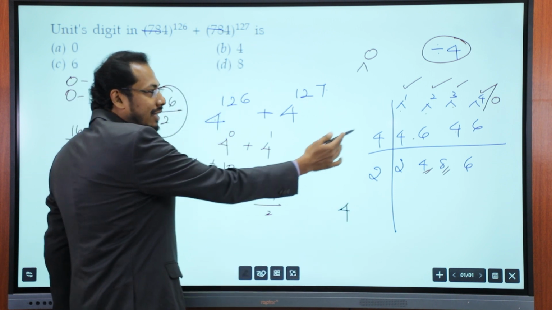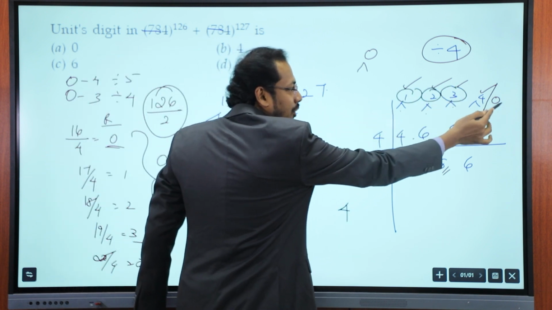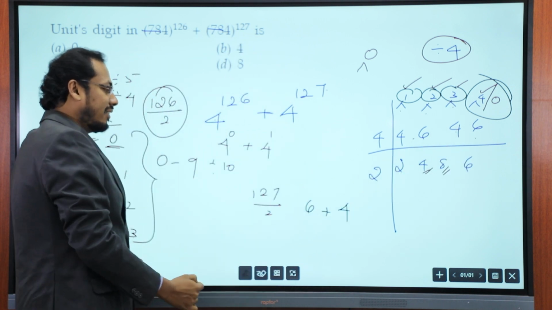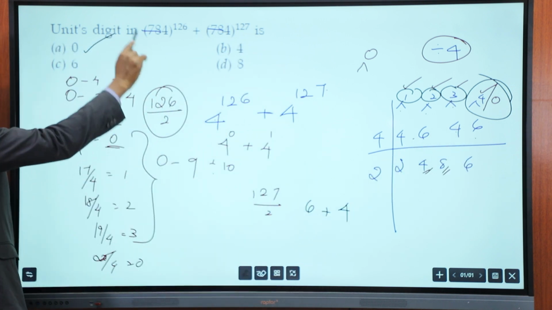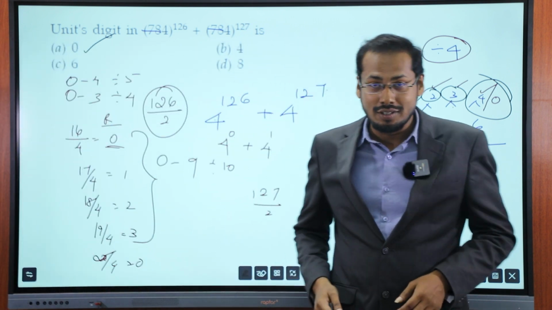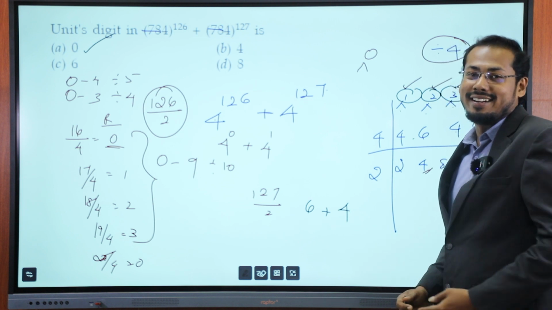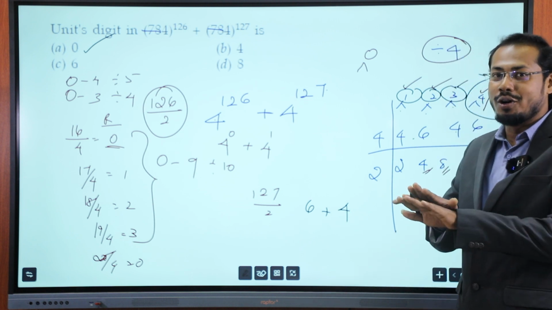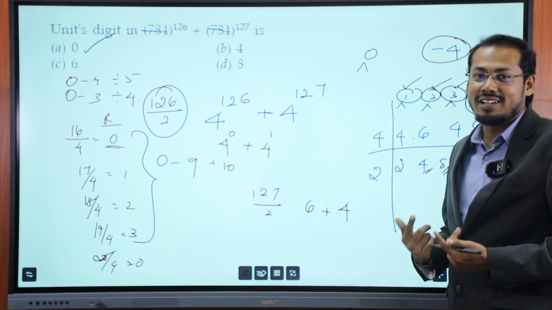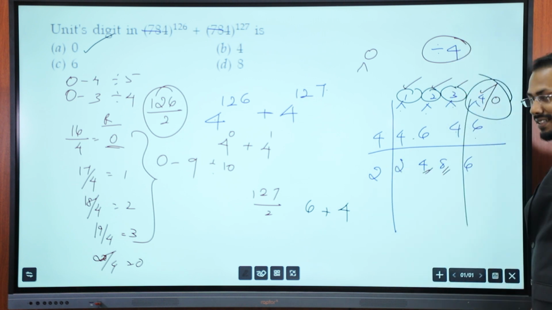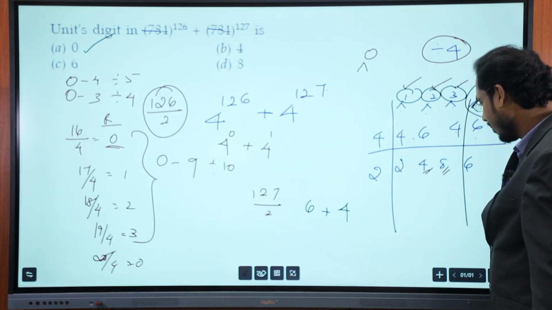But 4 power 0, there is no power 0. So, I go for the last one, 6. 6 plus 4 is 10, 10 means ends with 0. So, answer is option A. Please understand this concept, else you can watch this video again, you will understand this concept. So, there is no power 4, instead of that you will get the remainder 0, you take the power 4 value for all the cases. Clear? Right.